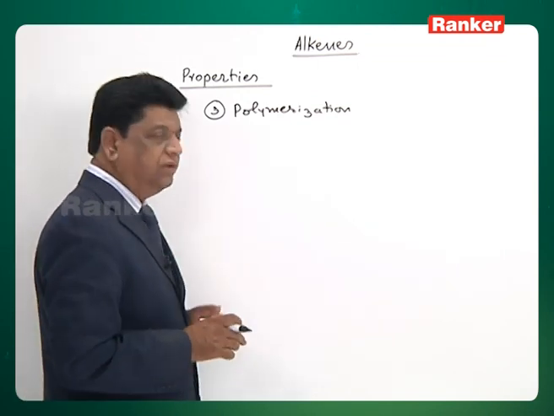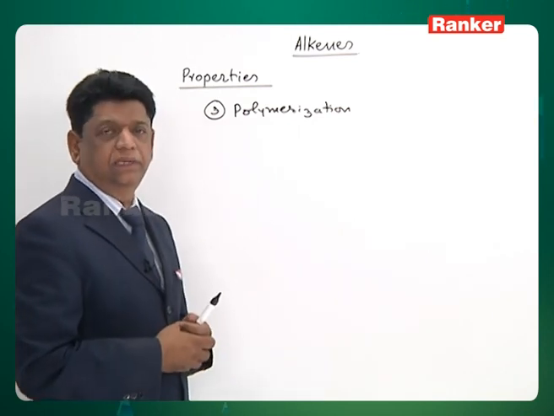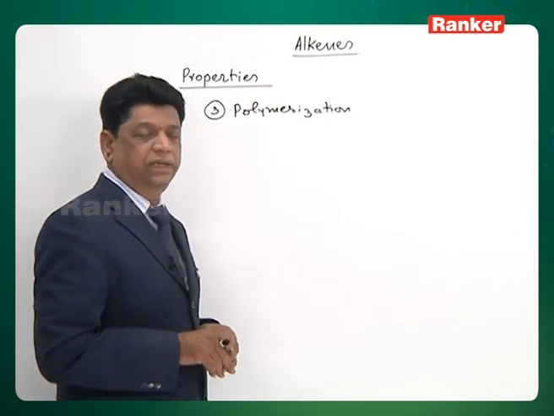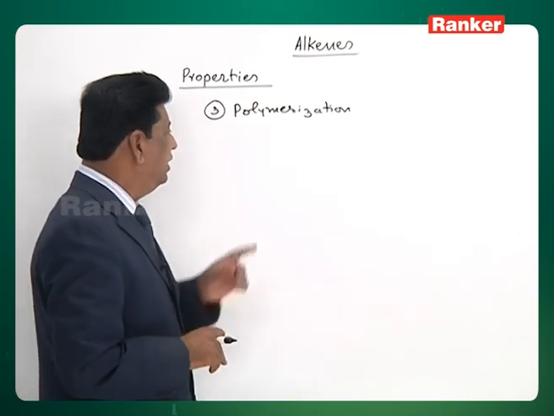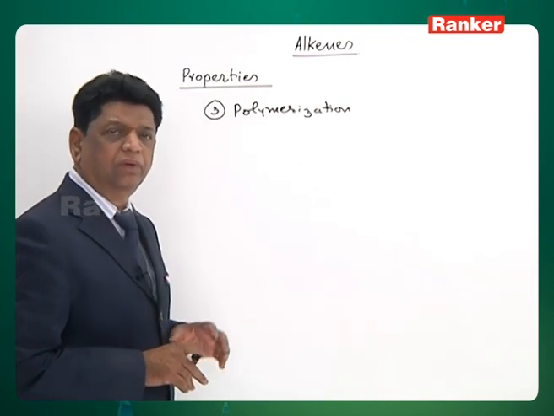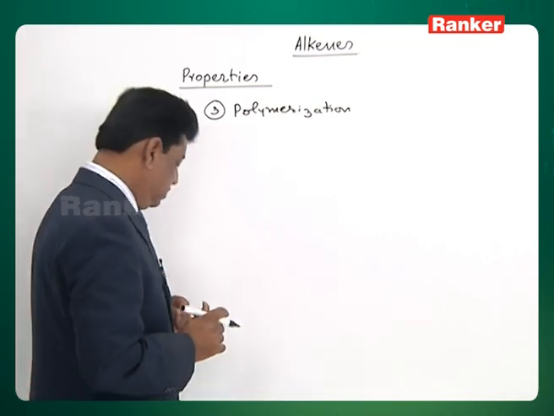So, the process of joining relatively smaller molecules and giving a large, giant type of molecule is defined as polymerization. Poly stands for many, mer stands for molecules. So, many molecules joining to give a single large molecule is called polymerization.